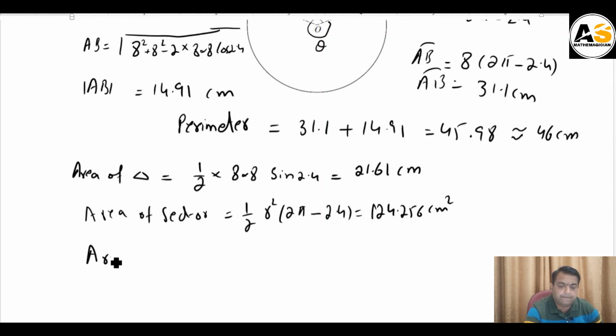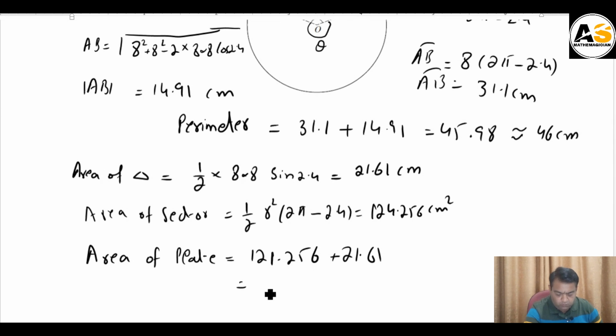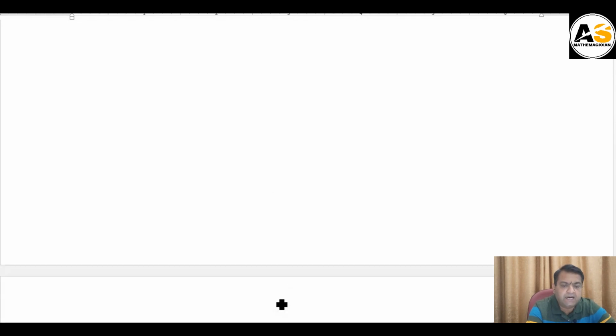Area of the plate is equal to 124.256 plus 21.61, and this will be 145.8 centimeter square, approximately 146 centimeter square. So this was question 2 for today's lesson. Let us move to our next question.